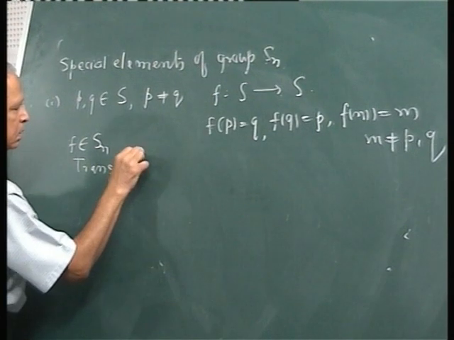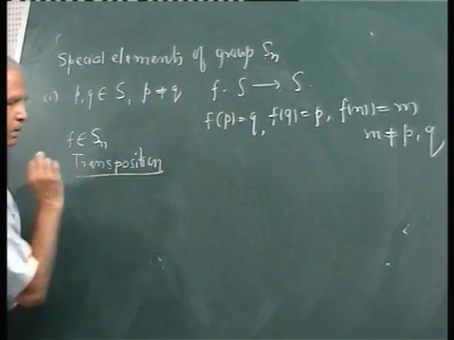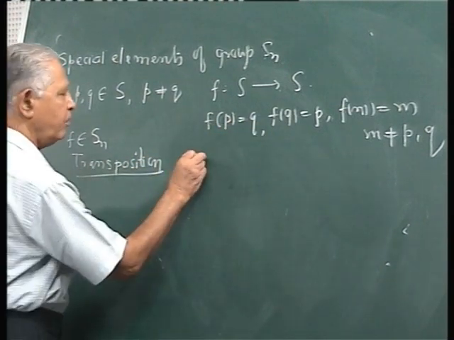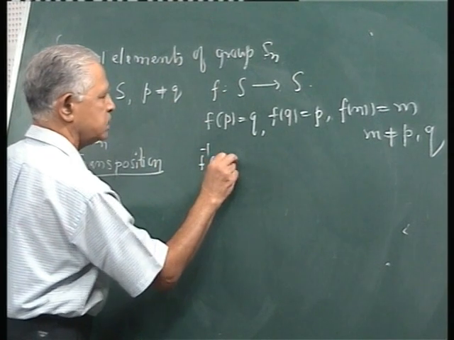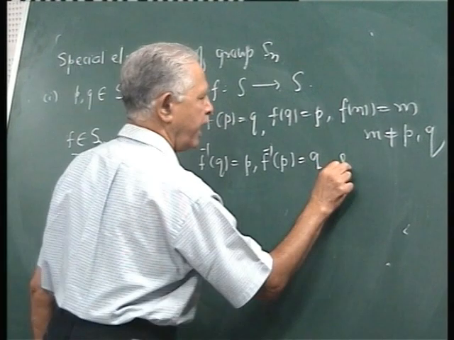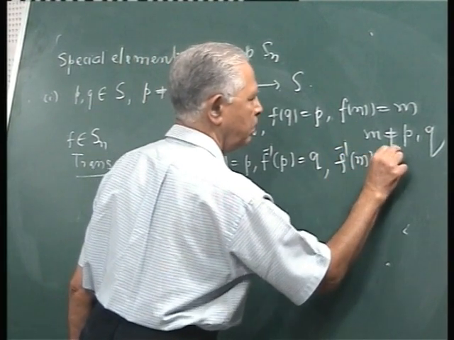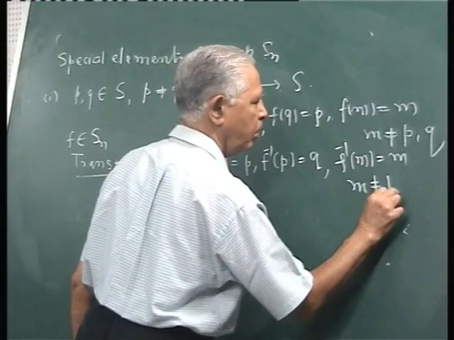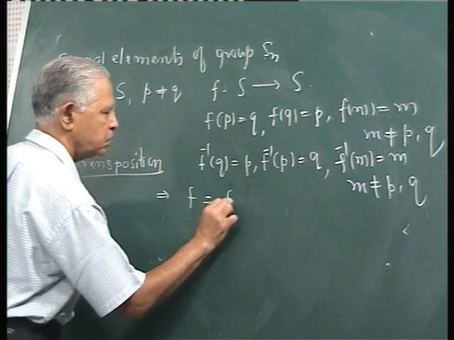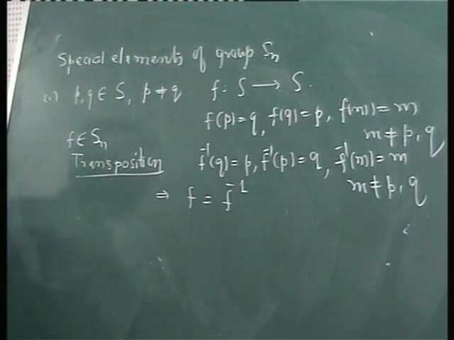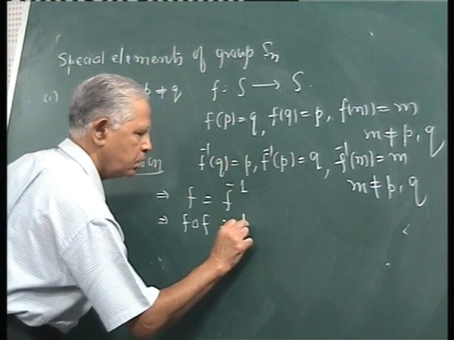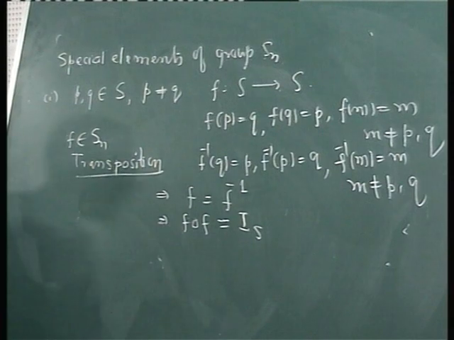transposition. Now one thing more. If we see the definition of F here, again what we can say is F inverse of q is equal to p, F inverse of p is equal to q, and F inverse of m is equal to m for m not equal to p and q. And this implies that F is equal to F inverse. Or in other words, F composition F is equal to the identity map on the set S.